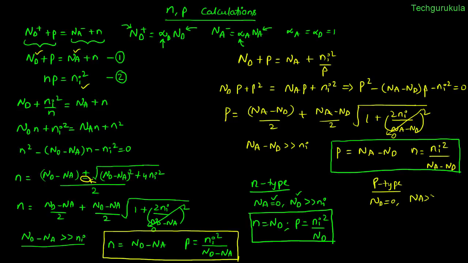And now let us look at the p-type semiconductor, where we say Nd is equal to 0 and we have Na which is far greater than Ni. In that case we can write p is equal to Na, and we can say n is equal to Ni square over Na. So this is another important set of equations which tells us directly the hole concentration and electron concentration in a p-type semiconductor.